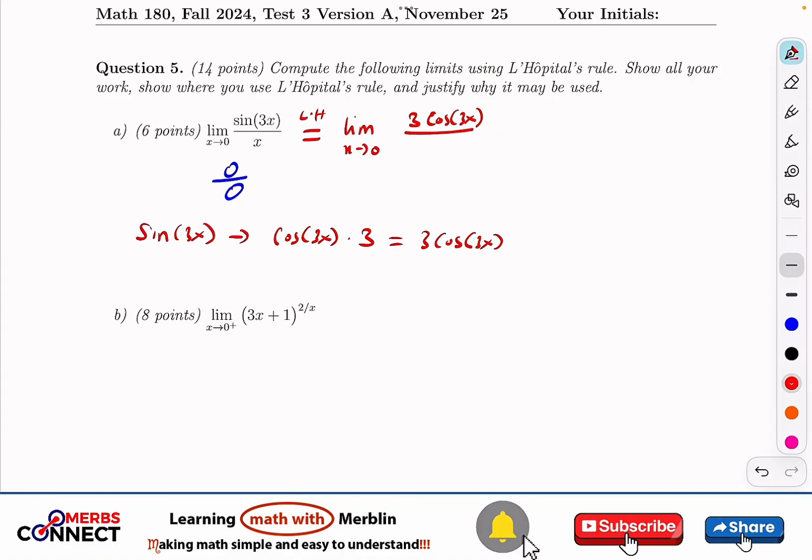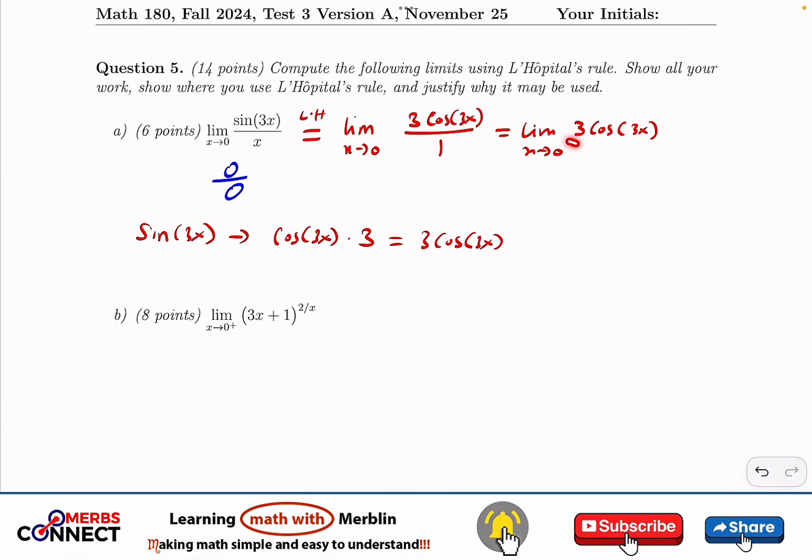Divided by, when I differentiate x, I get 1. So this is the same as the limit as x approaches 0 of 3 cos of 3x. Now let's try to plug in 0 and see what cos of 0 is, because 3 times 0 is 0. Cos of 0 is 1.